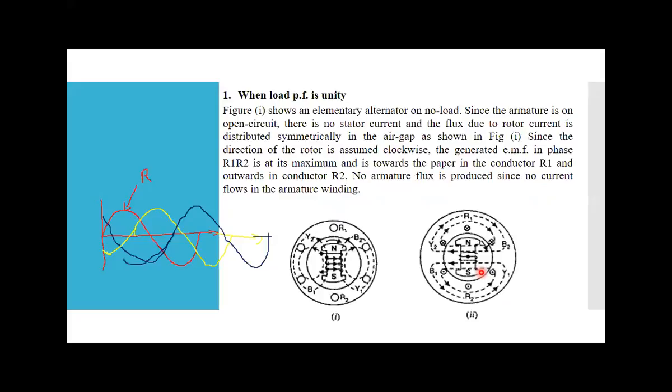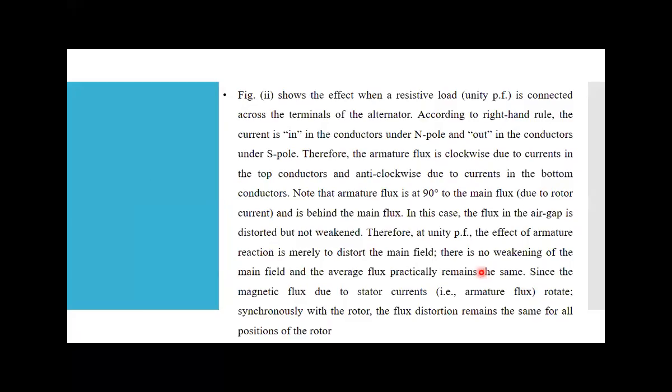Suppose I am loading my armature. Here figure number 2 shows the effect when a purely resistive load, that's why my power factor is unity, is connected across the terminals of the alternator. So now I am loading my armature with the resistive load only. As I already told you, according to the right hand rule, the current is in. So here that's why I am using the cross. There are two in. Okay, this is for the inside direction.